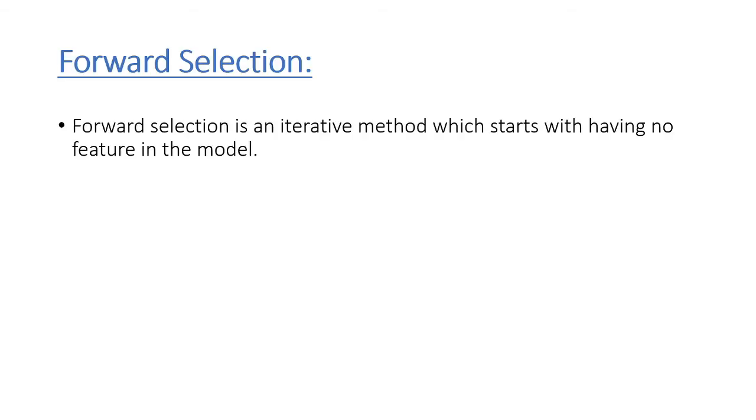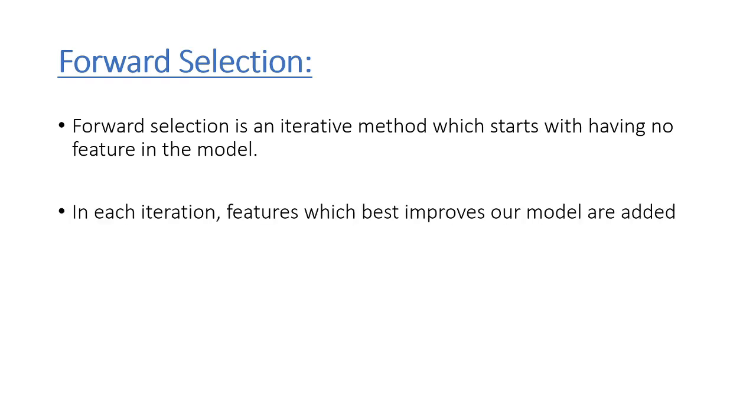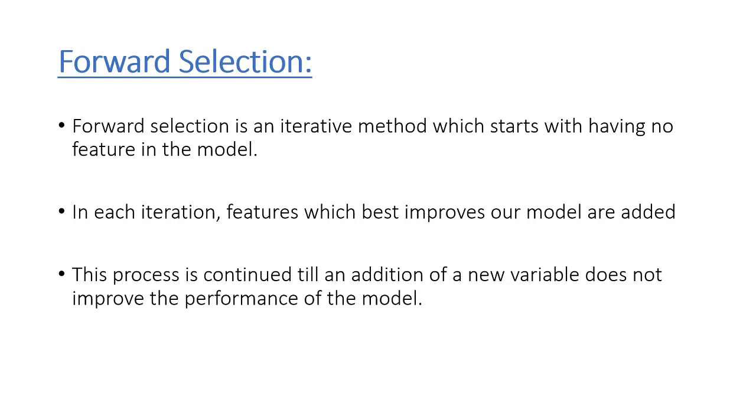Forward selection. Forward selection is an iterative method which starts with having no feature in the model. In each iteration, the feature which best improves our model is added. This process is continued till the addition of a new variable does not improve the performance of the model.